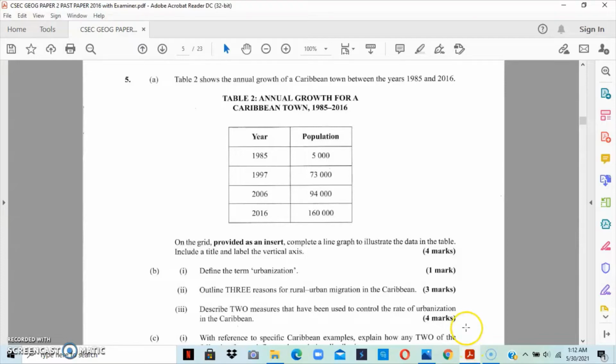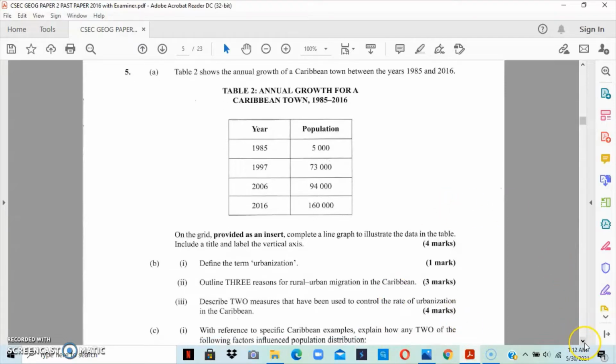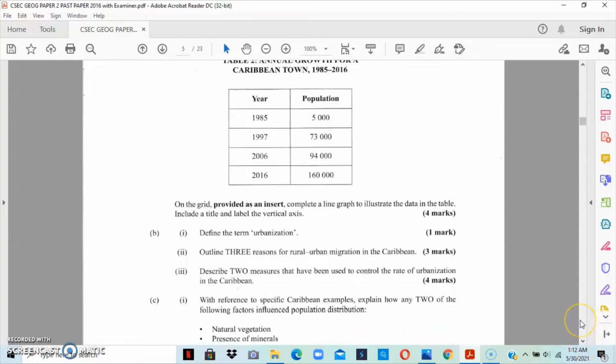Part B asks us to define the term urbanization. Now, urbanization is the growth in the proportion of individuals living in towns and cities. Let me read again. Urbanization is the growth in the proportion of individuals living in towns and cities, and that's worth 1 mark. Now you're to outline 3 reasons for rural to urban migration in the Caribbean.